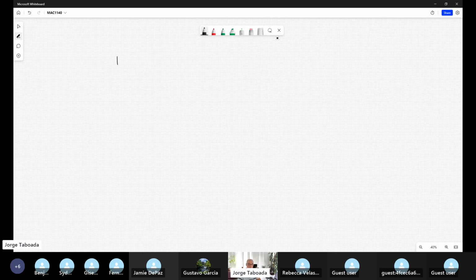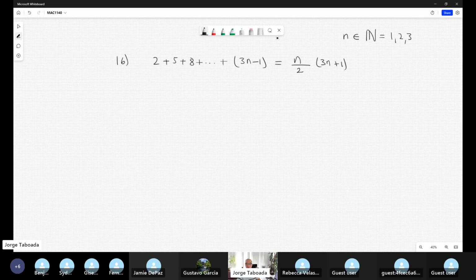So I need to prove using the mathematical induction method that 2 plus 5 plus 8 plus and so on plus 3n minus 1 is equal to n over 2, divided by 2, multiplication by 3n plus 1. And I suppose I prove that this is valid for any n, so n belongs to the natural numbers. And a natural number is 1, 2, 3.